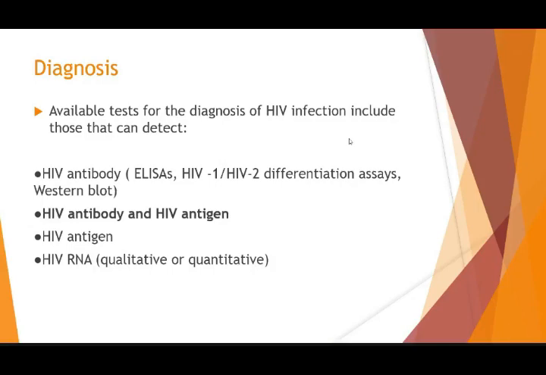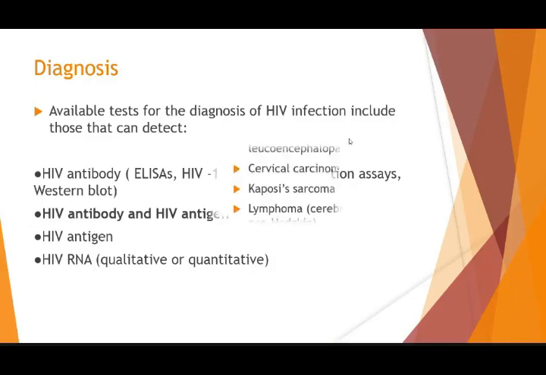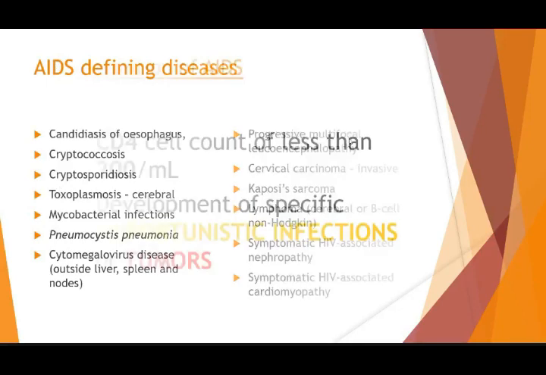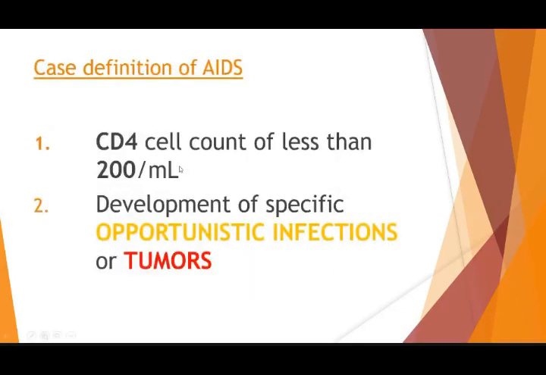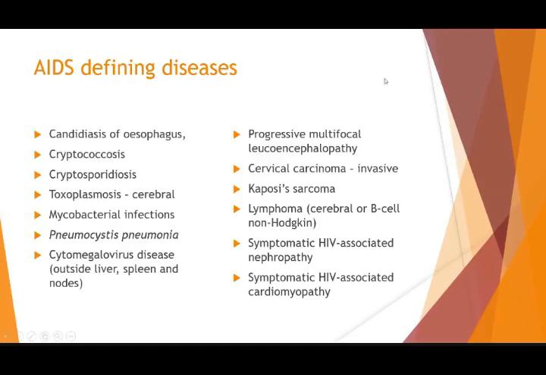We said the diagnostic criteria of AIDS: we have to fulfill these definitions, a CD4 count less than 200 plus development of either opportunistic infections like TB or tumors. Sometimes malignancies, sometimes infections. If a patient comes with a CD4 count less than 200 and has, for example, cerebral toxoplasma, this is an AIDS patient, which is the end spectrum of the HIV infection.